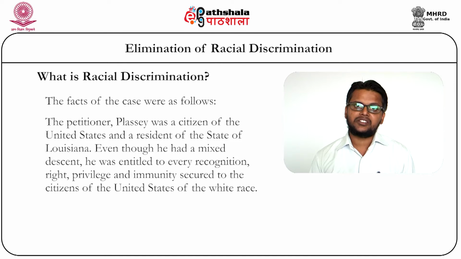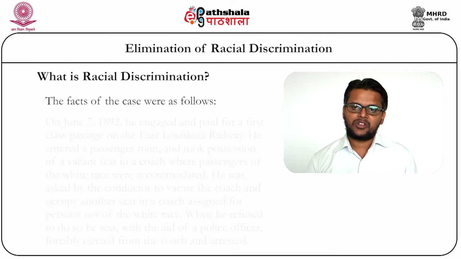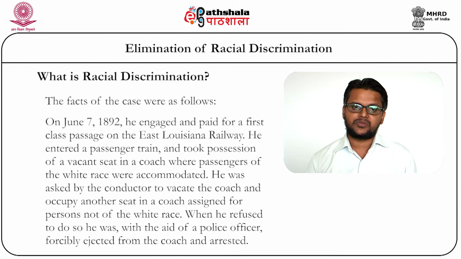Plessy had the descent of black in him, in his blood, but even then, under the law of Louisiana, he was recognized as a white man. Now, on June 7, 1892, he engaged and paid for a first class passage on the East Louisiana Railway.